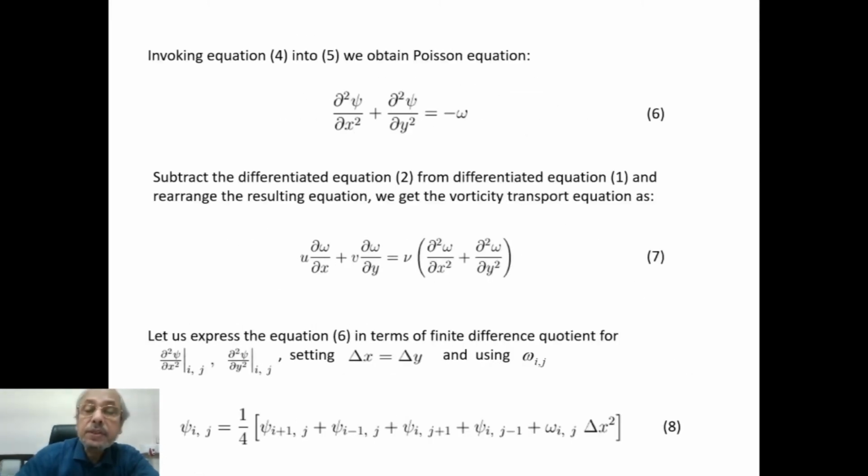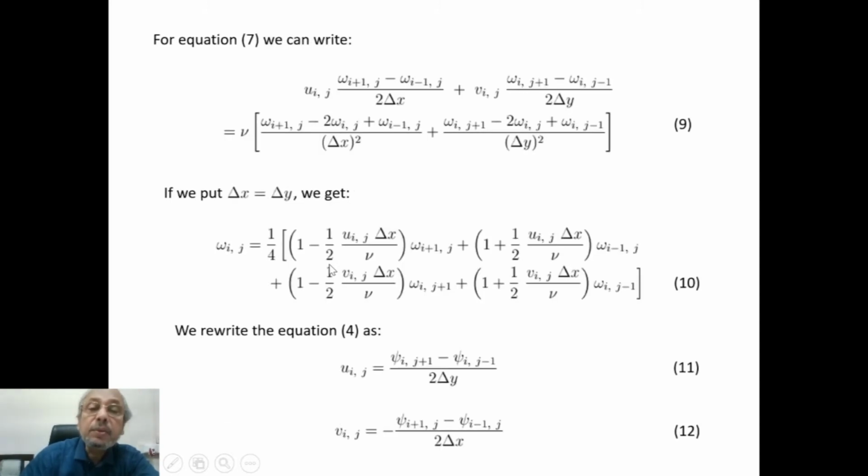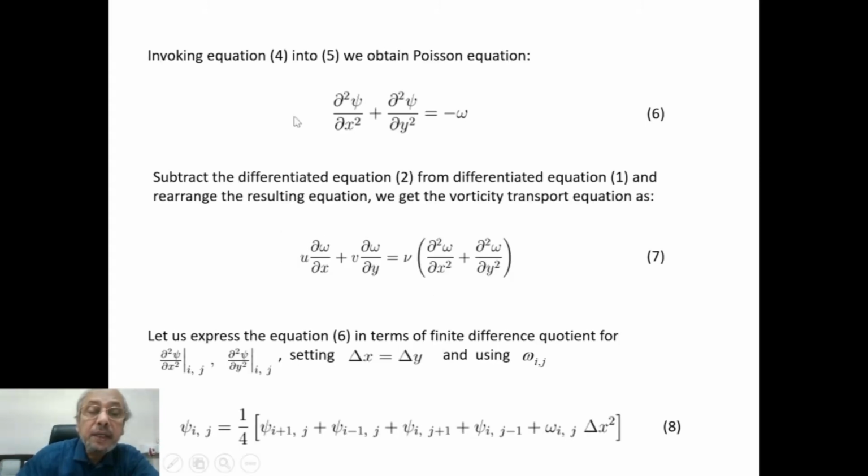Now, let us look at vorticity transport equation. This equation can also be discretized at ij point. And if we do that, we will get this expression. I'm going back by one slide again.